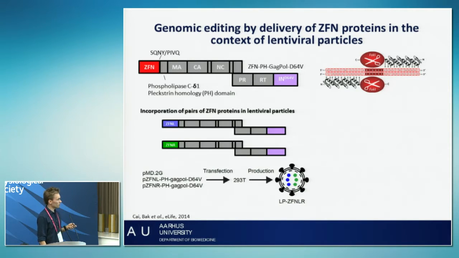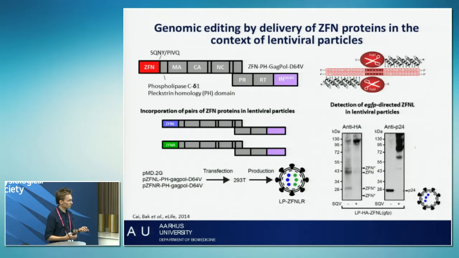For the zinc finger proteins you need both the left and right finger. So we co-packaged lentiviral particles with the left and right fingers and did a Western blot to look inside the particles, and we could see that both fingers were effectively being released by the protease, and this depended on the protease being active, as a protease inhibitor did not yield the same band.